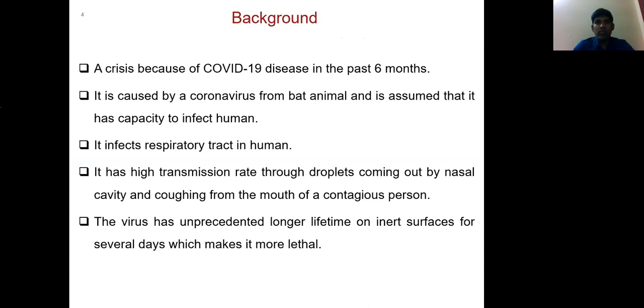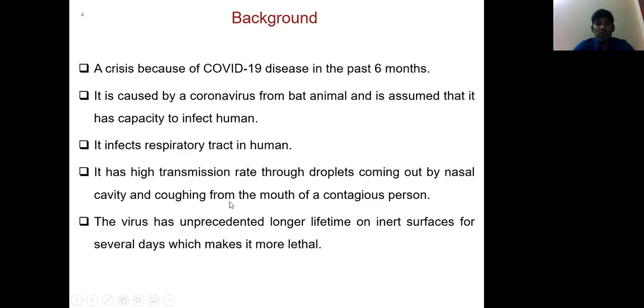Now, I would like to come back to the main topic which I am going to share with you. We all are suffering from the crisis called COVID-19 for the past 6 months, and it originated from the Wuhan district of China. It is caused by the coronavirus from bats, and it has the capacity to infect humans. Since its infection is through the respiratory tract, it has a high transmission rate through the droplets coming out of the nasal cavity and mouth of the contagious person.